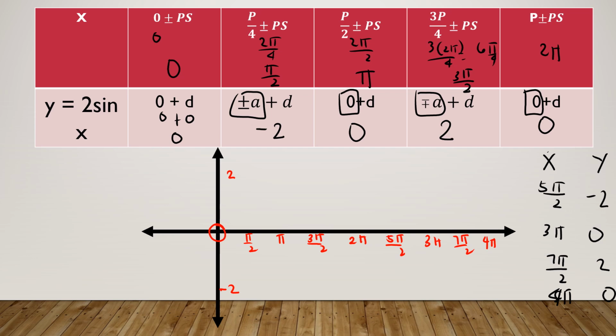After that, we're going to plot the points. So, okay, we're going to plot the point 0, 0. So we have here pi over 2, negative 2, pi, 0, 3 pi over 2, 2, 2 pi, 0, 5 pi over 2, negative 2, 3 pi, 0, 7 pi over 2, 2, and 4 pi, 0. After plotting the points, we're going to connect the points.